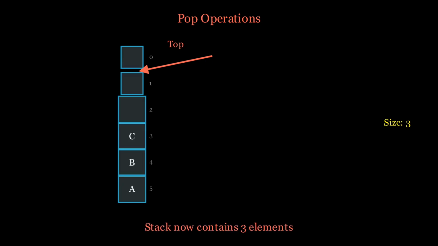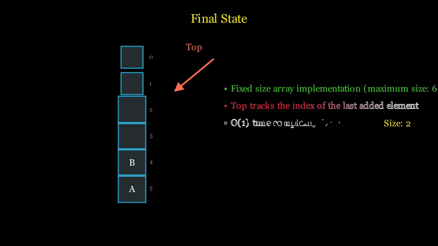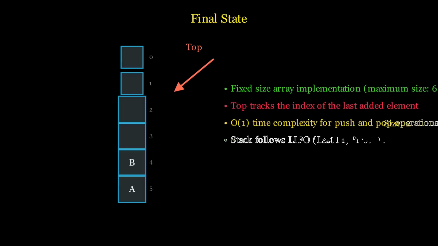Now we are removing C. Again the top pointer adjusts downward, the element disappears and our size decreases to 2. If we continue popping, we would remove B and A in that order, the reverse of how they were added. So we have used this fixed size array with a maximum capacity of 6 elements. The top variable always tracks the index of the last element added. Both push and pop operations have order of 1, constant time complexity.